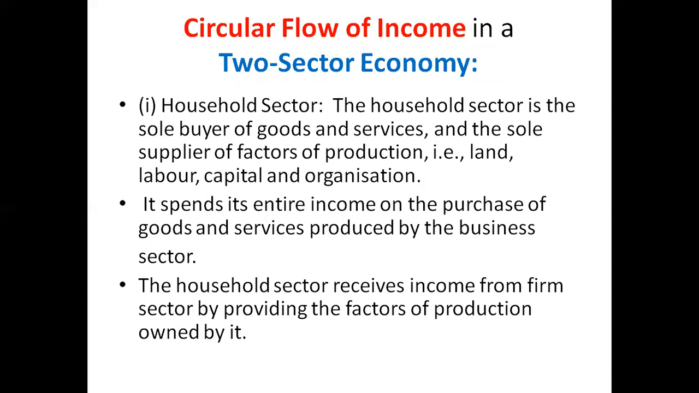circular flow of income in a two-sector model. The detailed explanation. Household sector. The household sector is the sole buyer of goods and services, and the sole supplier of factors of production, that is land, labor, capital, and organization. That's the person who is responsible for supplying the service to the firm.